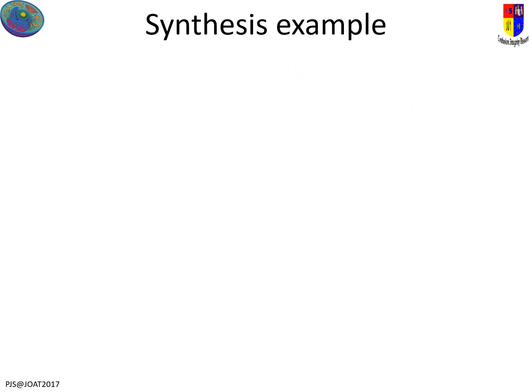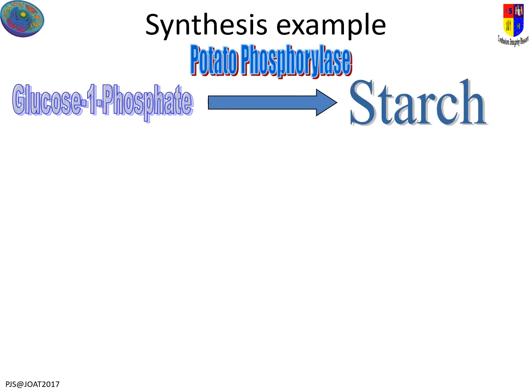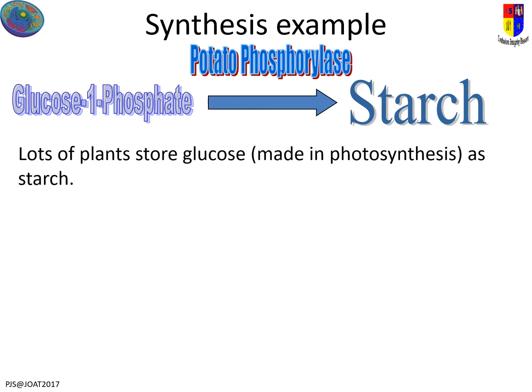Okay, your synthesis example, of which you only have one, okay, that we're using a lot. Glucose 1-phosphate, potato phosphorylase, starch. Now that potato bit you don't need to have, but you do need to have phosphorylase, and it has to be the glucose 1-phosphate, not just glucose. So any plant that stores glucose and stores it as starch will have an enzyme that they're going to use to convert it.